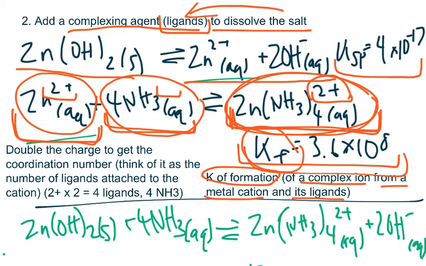Now, how do you know how many ligands attach to the metal cation? Well, here's a way to think about it. Double the charge to get the coordination number, or the number of ligands for now. So, for now, think of the coordination number as the number of ligands attached to the cation. Since zinc has a +2 charge, +2 times 2 is 4 ligands, or a coordination number of 4, and thus we will need 4 NH3s since each NH3 is 1 ligand.